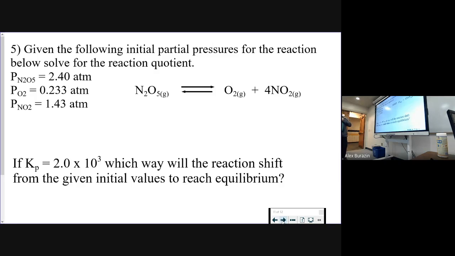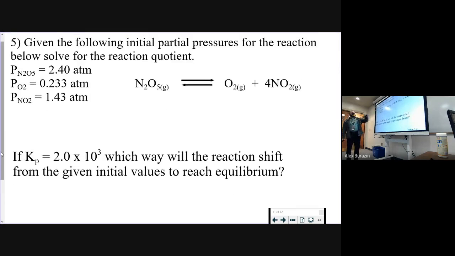Given the following initial partial pressures for the reaction below, solve for the reaction quotient. Now, it's telling you to solve for Q. That's the first half of this. You know how to set that up. That's the same as the other setup, same as K. But when you solve for Q now, we're going to compare it to K, and then it's asking which way we're going to shift. Go for it.